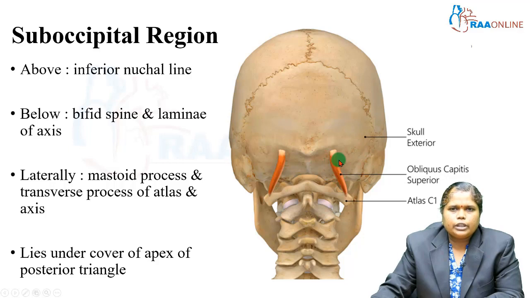Superiorly there is the inferior nuchal line. Inferiorly we have the spine of axis and lamina of axis. Laterally we have the mastoid process and the transverse processes of atlas and axis. This suboccipital region lies under cover of the apex of the posterior triangle. It is situated below the semispinalis capitis, which is a muscle forming the floor of the posterior triangle. So this is the suboccipital region.